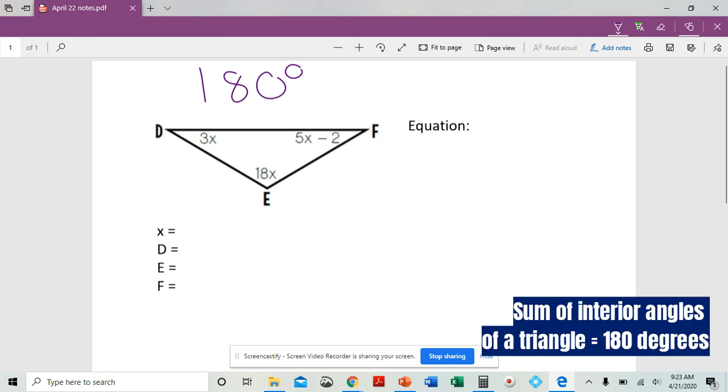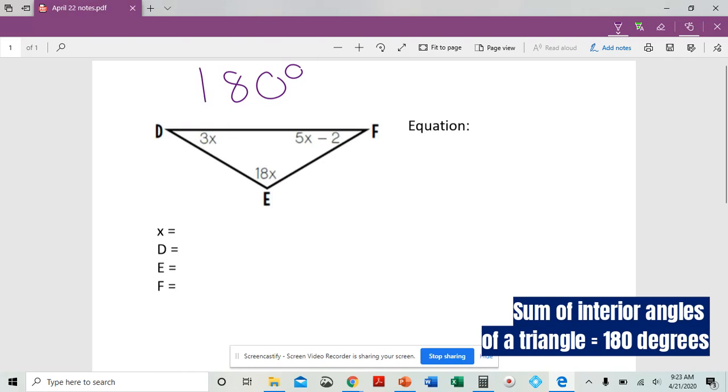Every angle inside a triangle is always going to add up to 180 degrees. So no matter what the measurement is, if you have two angles, you know that the third angle must make all three of them together add up to be 180 degrees. The sum of all interior angles of a triangle is 180 degrees.